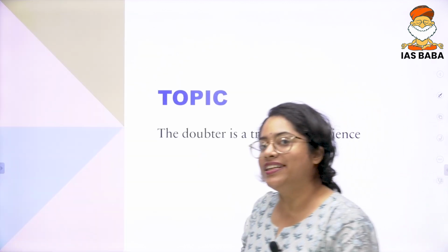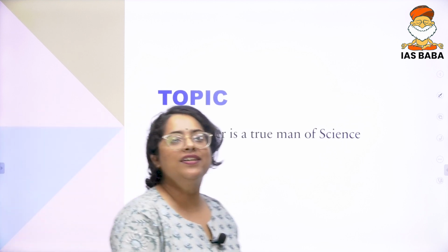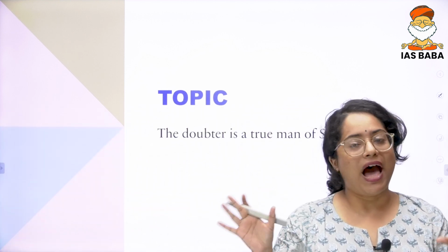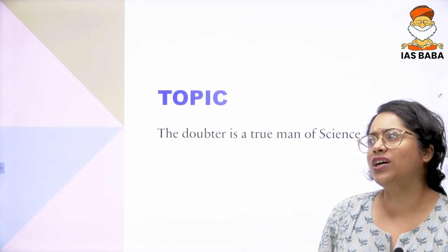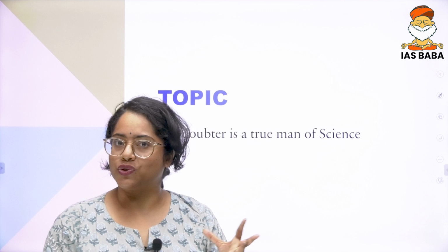Moving forward, the doubter is a true man of science. Who is a doubter in the first place? And who is this true man of science? When I'm saying a true man of science, what are the first things that come to your mind?